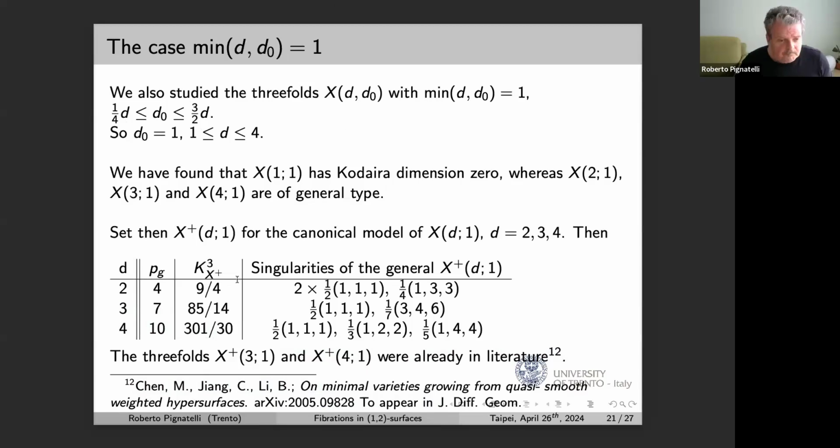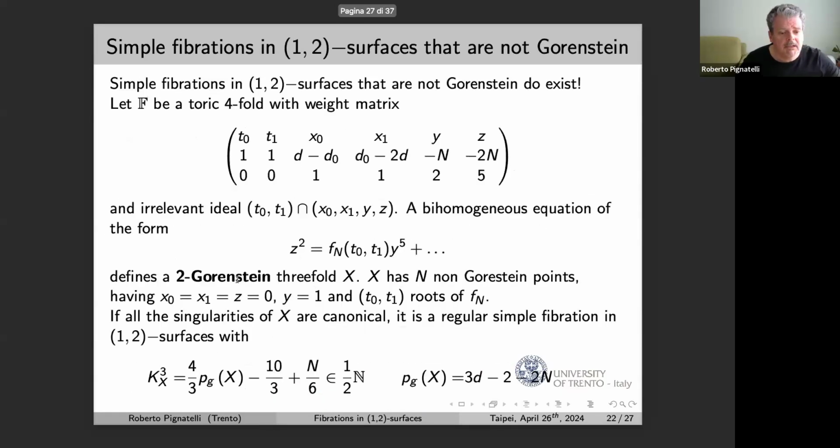Let me spend the last 10 minutes on the non-Gorenstein case, because those are the things I'm more interested in now. Because I spoke all the time about simple fibrations that are Gorenstein, because we have this theorem at the beginning that if you want equality in the natural inequality, we need to assume Gorenstein. In fact, we have equality if and only if it is Gorenstein. But there are simple fibrations which are not Gorenstein.